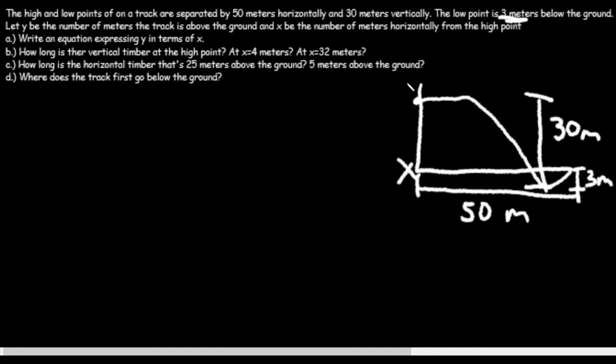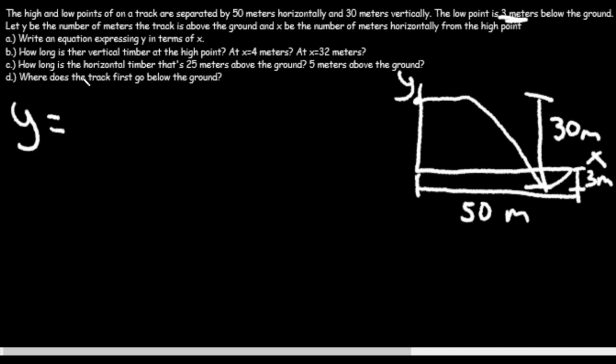So here's the x. Right here would be better. X. And here's the y. So let's write this according to how this graph is. Let's write it in a cosine equation. So y equals cosine.